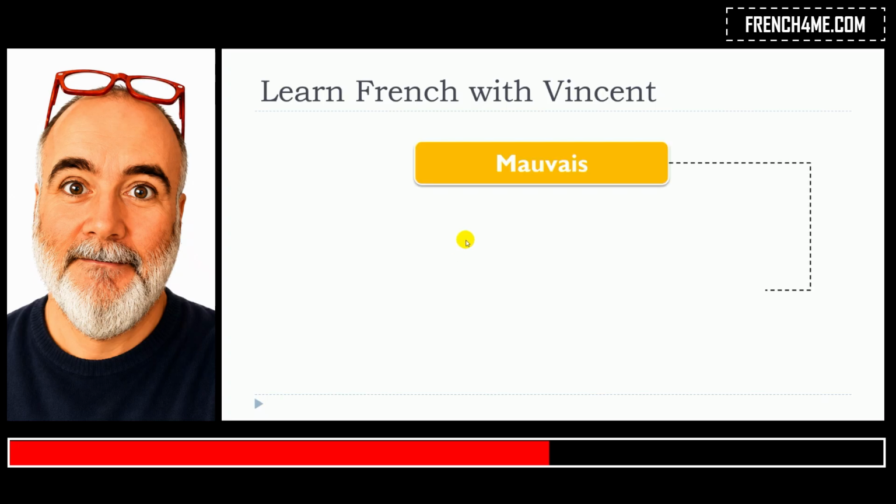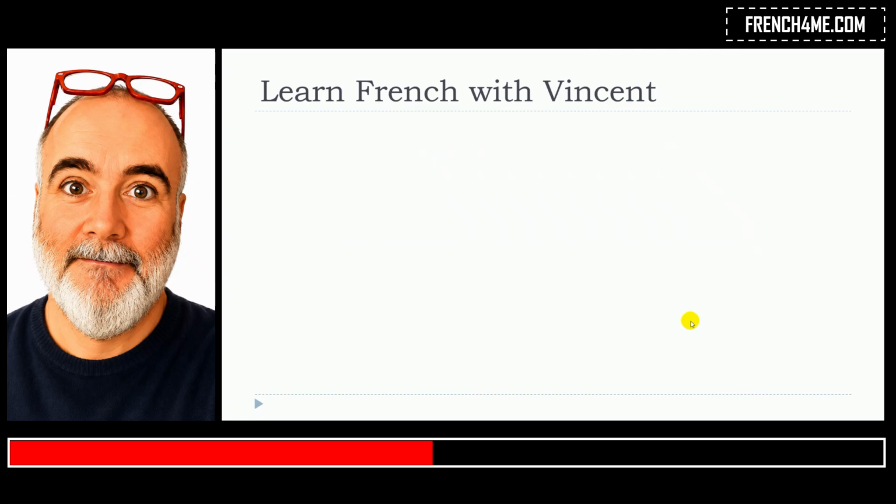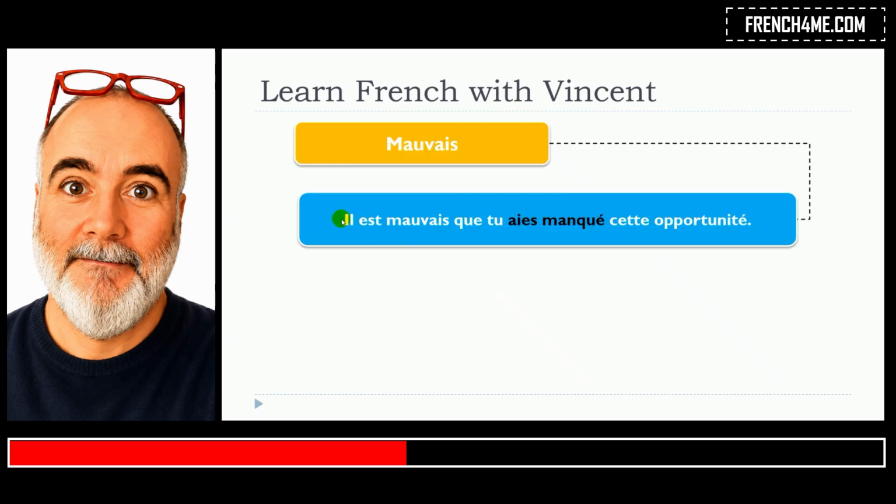So this lesson is about mauvais. And the adjective mauvais can be translated into various ways in English, including bad, unfortunate, negative, or wrong. And so we'll see some examples with mauvais.